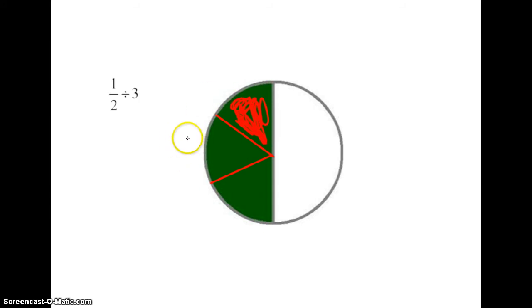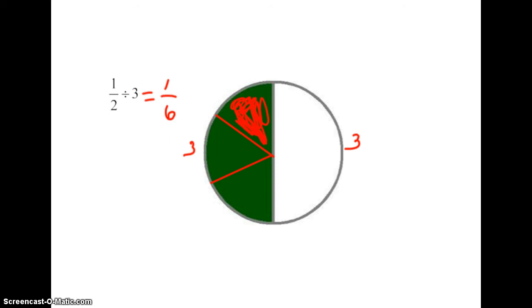This has been divided into thirds. I haven't demonstrated yet, but if I extended these lines, this would be divided into thirds as well. And so now we would have a new denominator of 6. And since one of the sections is shaded in, when we divided 1/2 into 3 parts, our numerator is 1. So 1/2 divided by 3 is 1/6.